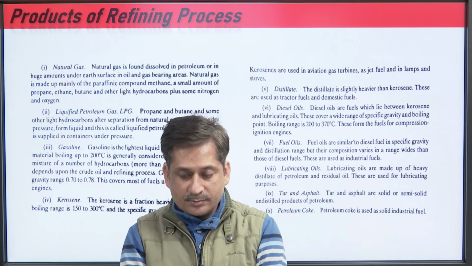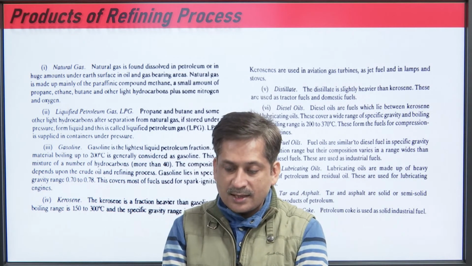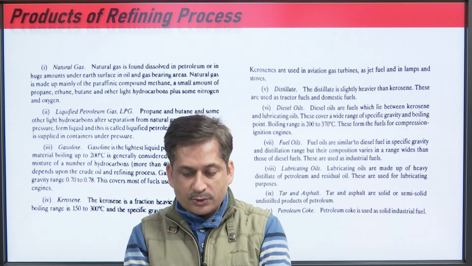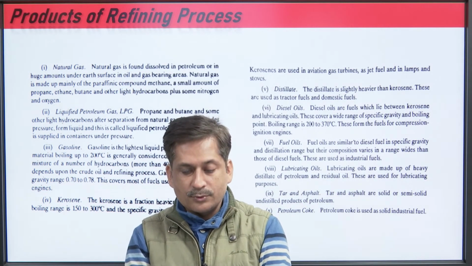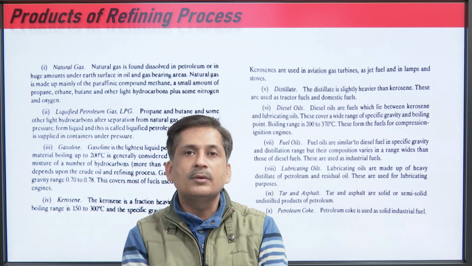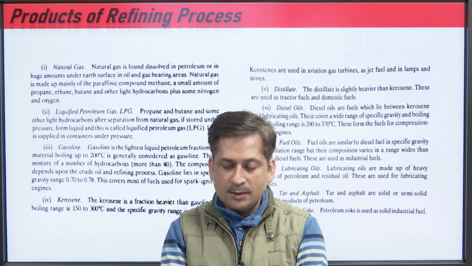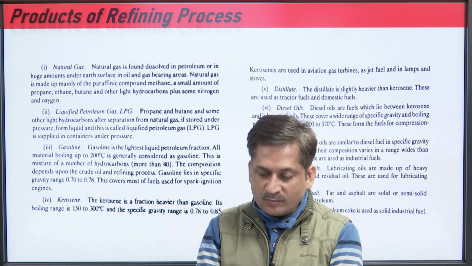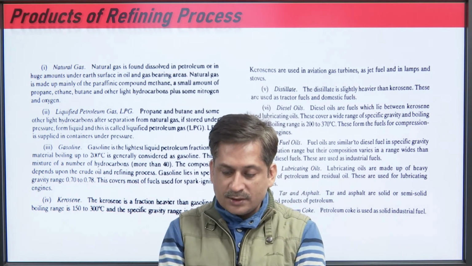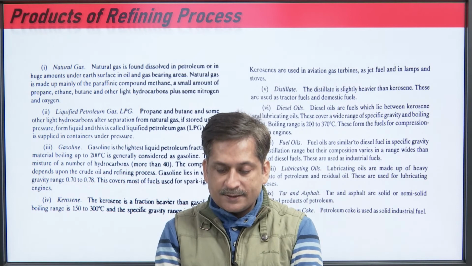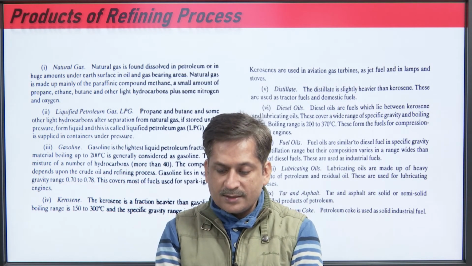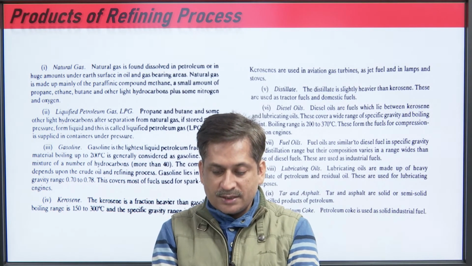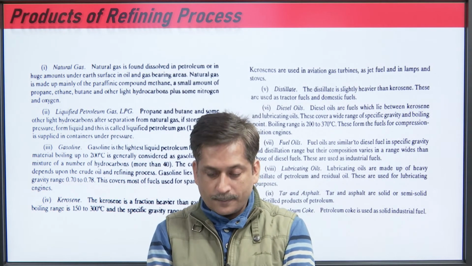Then distillates. The distillate is slightly heavier than kerosene. These are used as tractor fuels or domestic fuels. Distillate is also one of the products found from the refining processes. Fuel oils are another one. Fuel oils are similar to diesel fuel in specific gravity and distillation range, but their composition varies in a wider range than that of diesel fuel. These are used as industrial fuels.